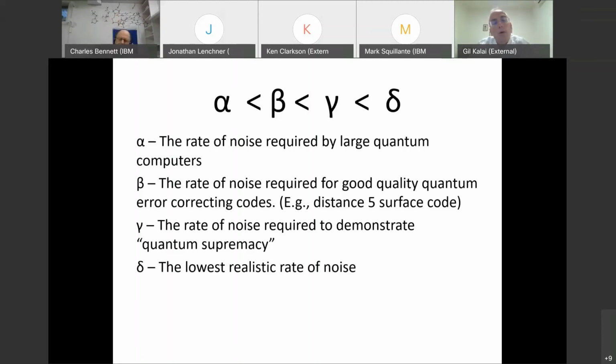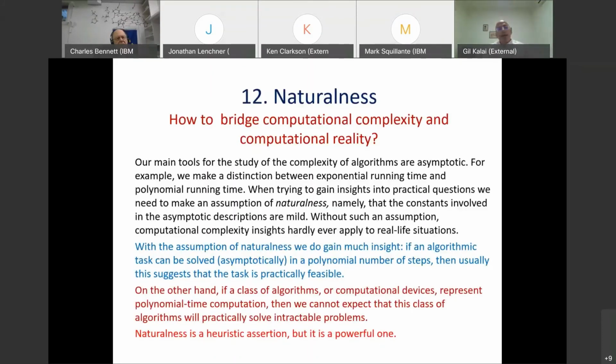But I should say that most people have the obvious intuition that delta is zero, that with enough engineering effort we can push delta as low as we want, and this analysis gives reason to suspect that delta is not zero. I want to mention again very briefly one aspect of the study, which is a heuristic notion used in this argument, and it's in general an important bridge between computational complexity and computational reality. Our main tools for the study of the complexity of algorithms are asymptotic.